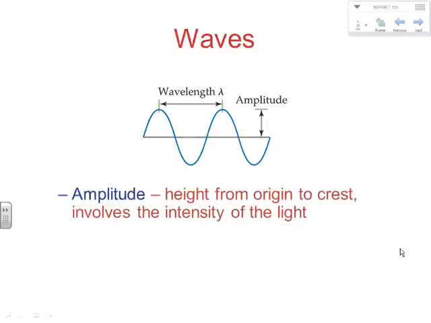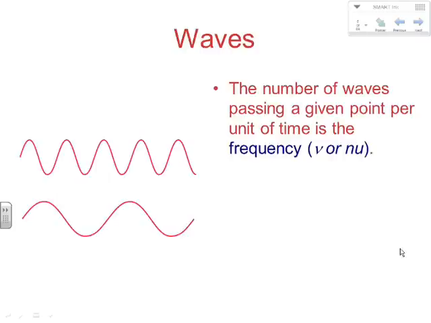Now, the amplitude is the height of the wave from the origin to the top of the crest. Amplitude really involves the intensity of the light. The more intense it is, the higher the amplitude is going to be. And for all intents and purposes, it really isn't something we discuss or do much with in AP chemistry. So that's about the only time we're really going to discuss the concept of amplitude.